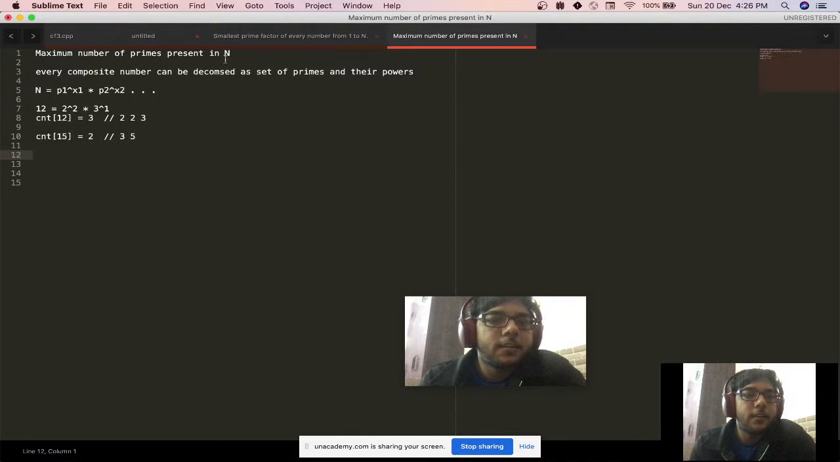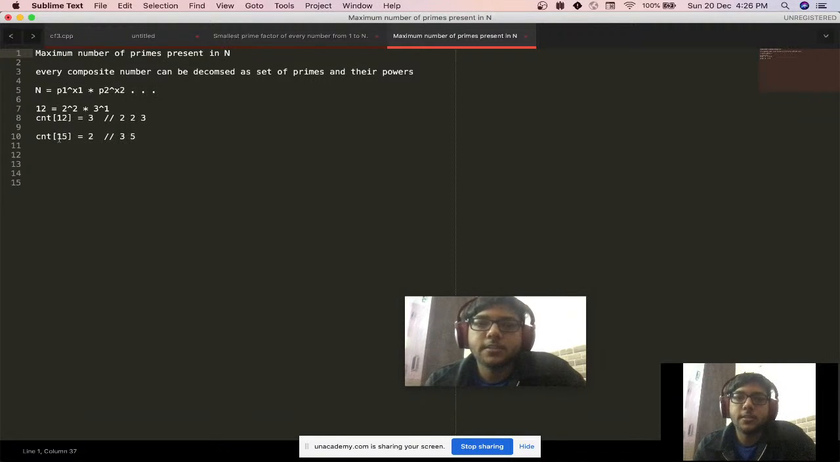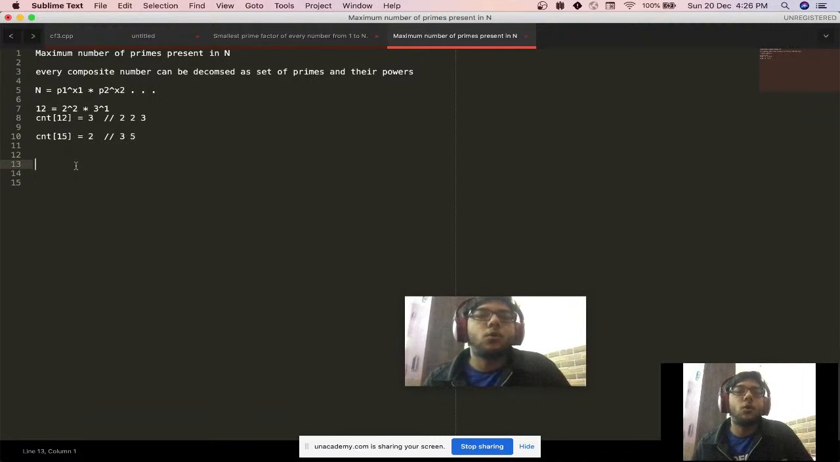Now we want to find the bound for a general number. If I give you a specific number, then that's pretty easy. You simply prime factorize it and count, like I have done for 15. I prime factorized it into 3 into 5 and then I just counted that there were two primes. But I want to find a bound of n.